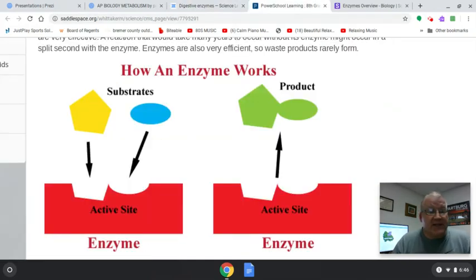Enzymes can also put things together. So enzymes can be catabolic or anabolic. Okay, so here we have the substrates, two pieces of raw materials entering the enzyme's active site. Okay, when they leave, they are now bonded together in a new product. And notice, again, the enzyme hasn't changed.